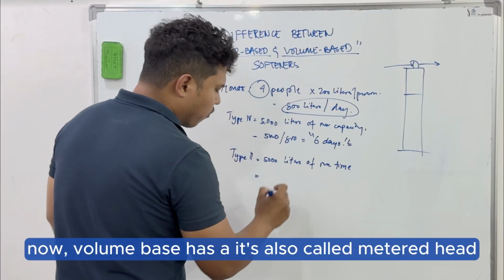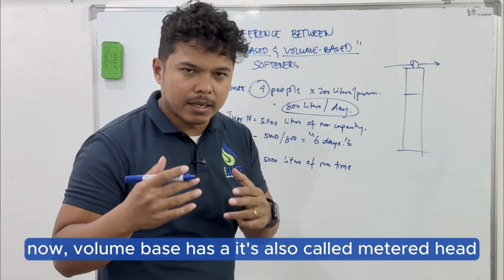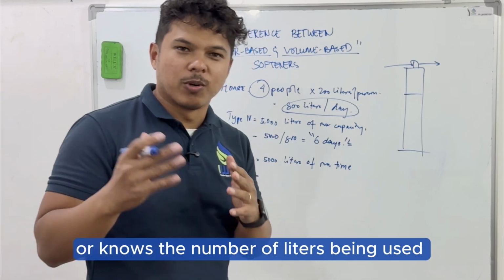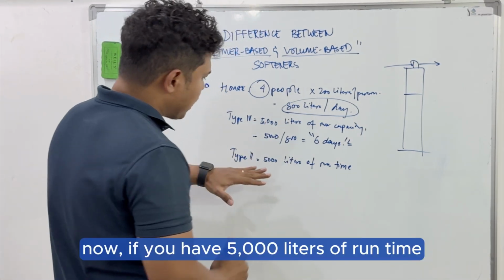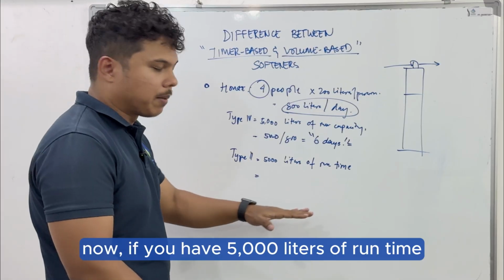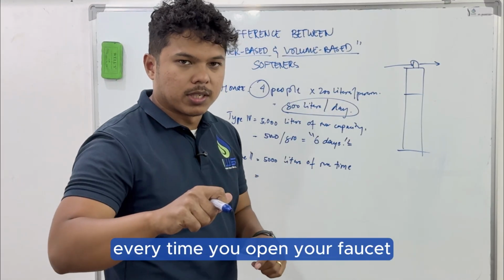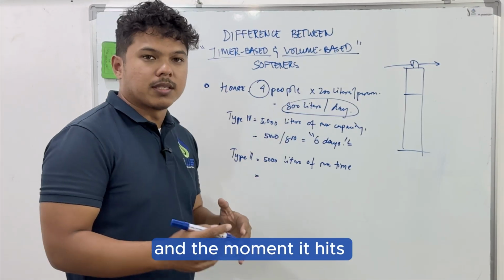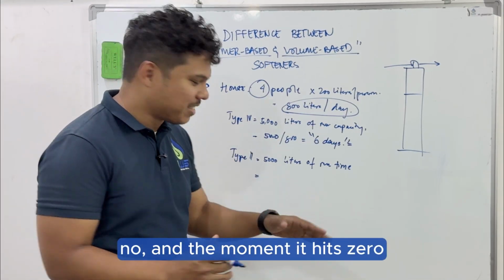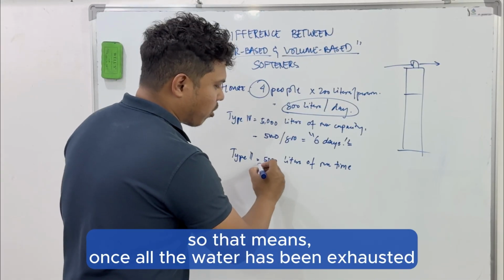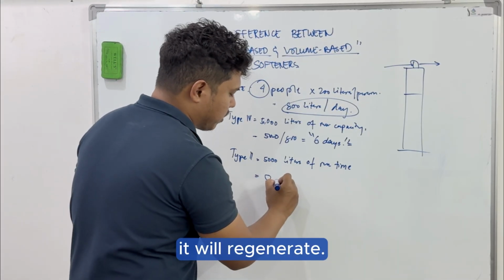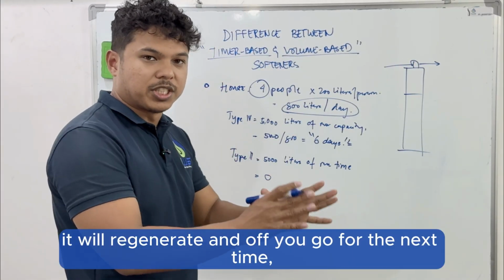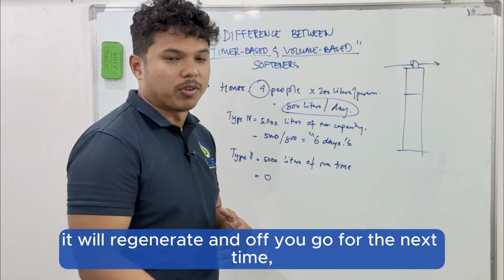Now volume-based is also called metered head, and this softener has a sensor that knows the volume of water being used, or knows the number of liters being used. Now if you have 5,000 liters of runtime, every time you open your faucet, this number continues to go down. And the moment it hits 0, so that means once all the water has been exhausted, it will regenerate. Okay, that's the regeneration. So once it hits 0, it will regenerate, and off you go for the next time.